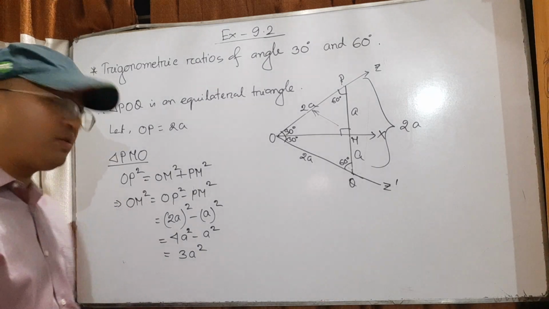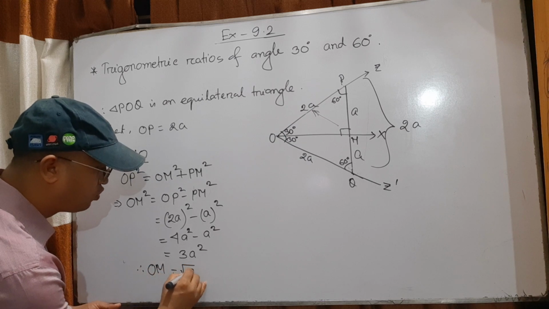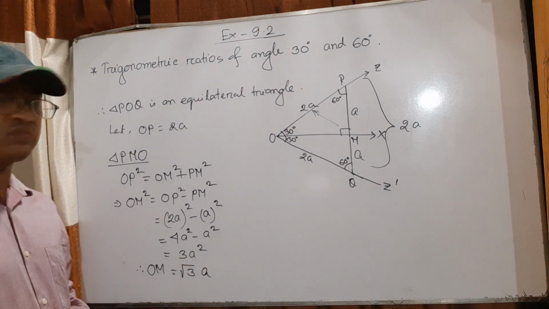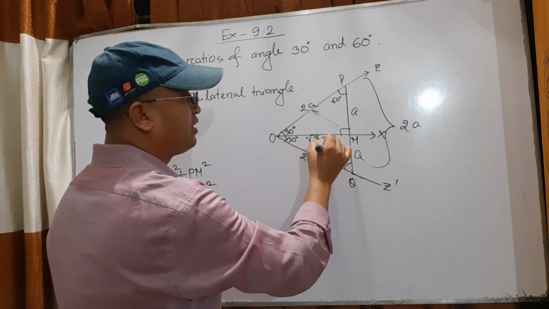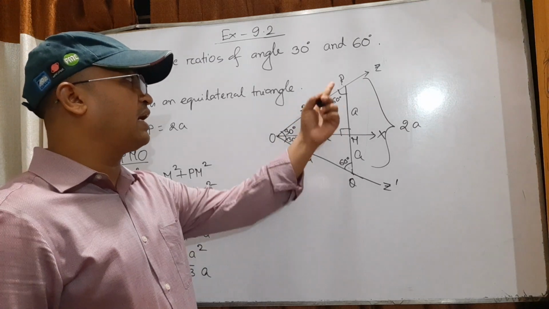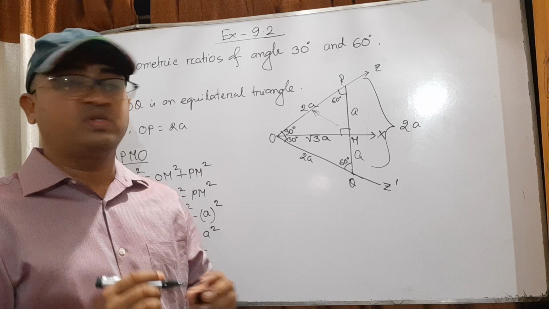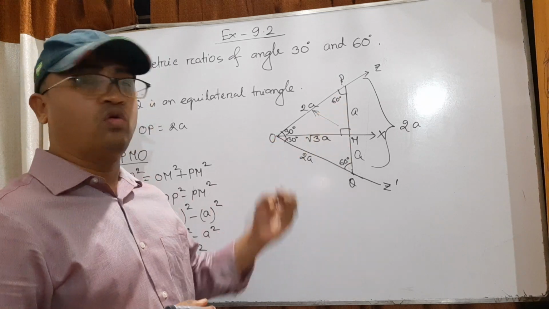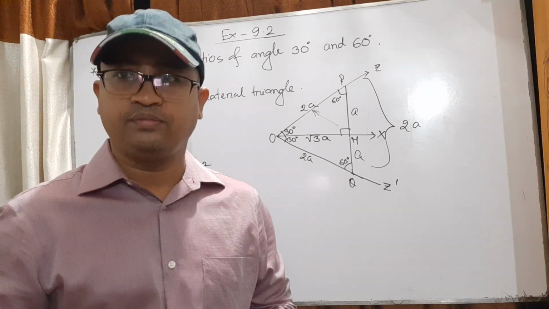What is the value of OM? OM will be root over 3A square, so the value of OM is root 3A. So we know the three sides of this triangle PMO. Now we can find out the six ratios from this triangle.